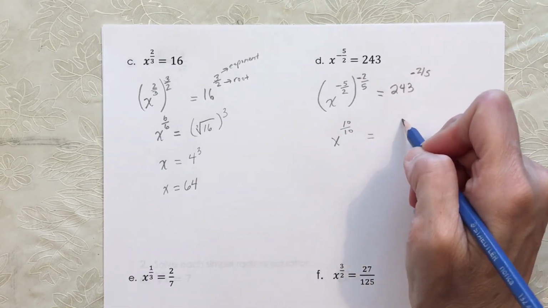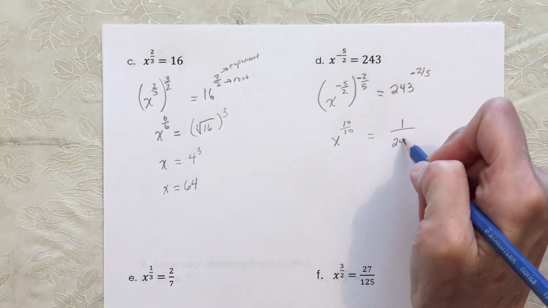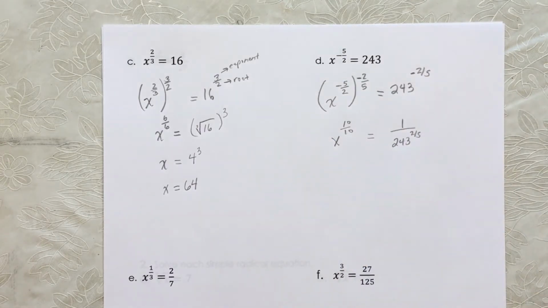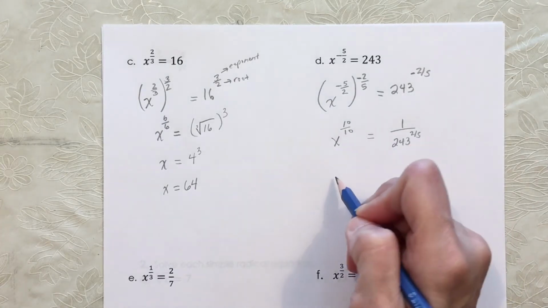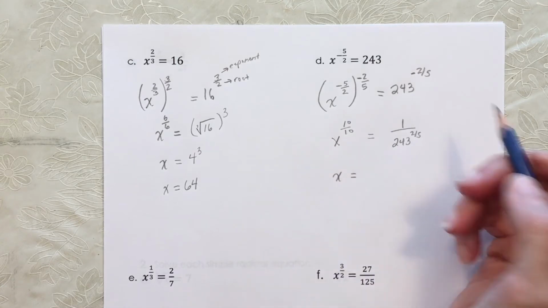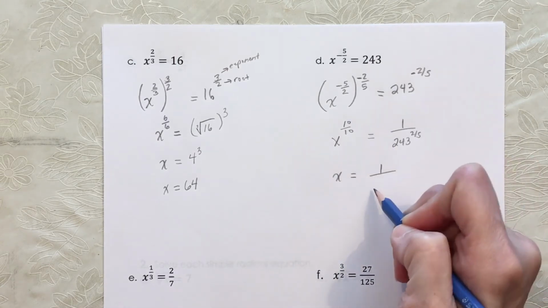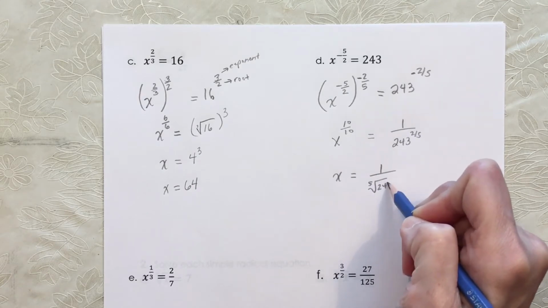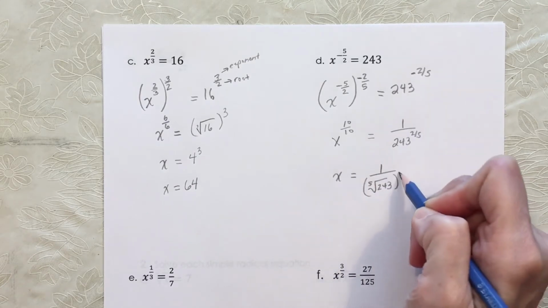And here I would want to make that 1/243 to the positive 2/5, so that I deal with the negative exponent. So that's going to be x to the 1, which is what I want to know. What is x? Over the 5th root of 243 squared.